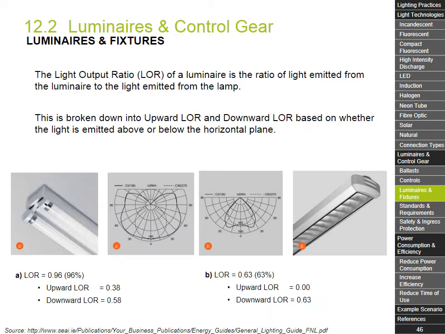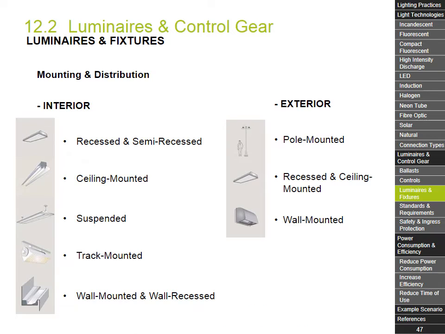The example here shows the difference in light output between an open twin fluorescent luminaire and a twin fluorescent luminaire with a reflector and louvers. You can see that the reflector prevents any light from being directed upwards and directs an extra 5% of light downwards. This design means that more light is directed where it is useful and also provides some protection of the lamps. There are many different methods for mounting luminaires.